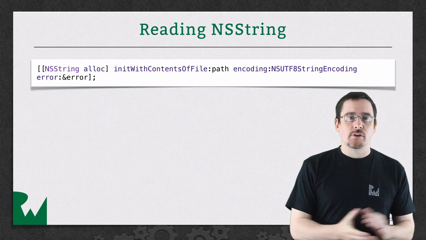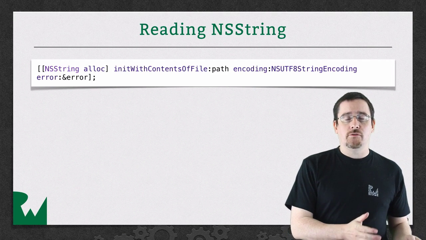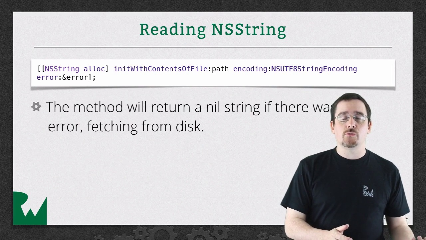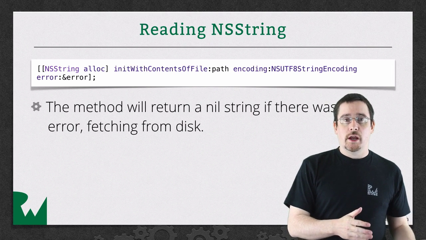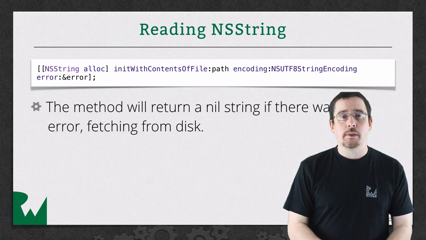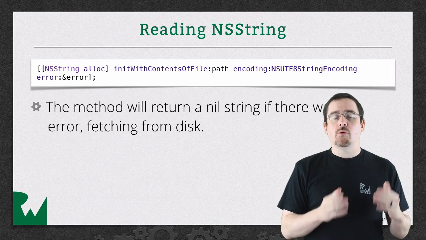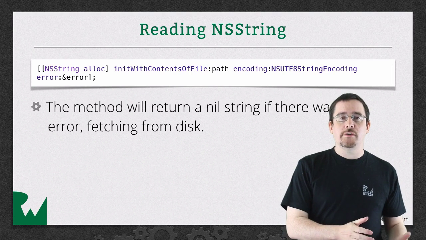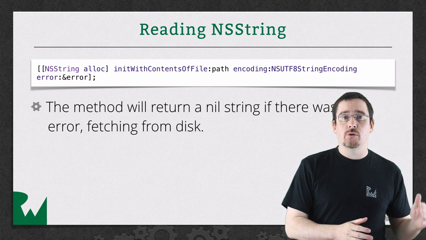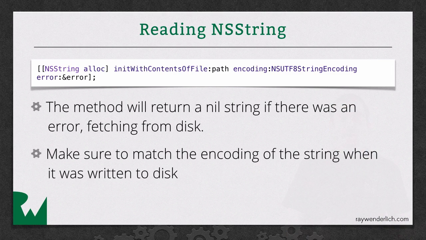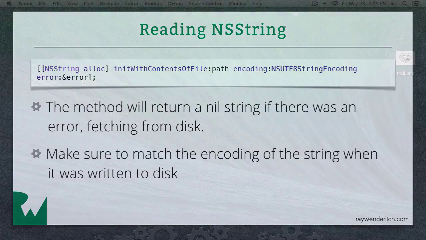And the way this works, as usual, is that if you get a nil string back, then you know something's wrong, and you're going to want to query the error object to see exactly what happened. Again, it's really important to find out what exactly this object was saved as when it was encoded to the disk. When working with string encoding, you're almost always going to be using NSUTF8StringEncoding, but if it's not NSUTF8, you want to make sure you know exactly what that object was saved as so that you can have a properly encoded string.